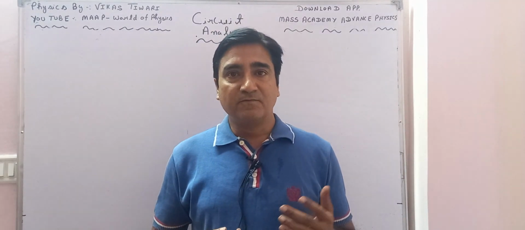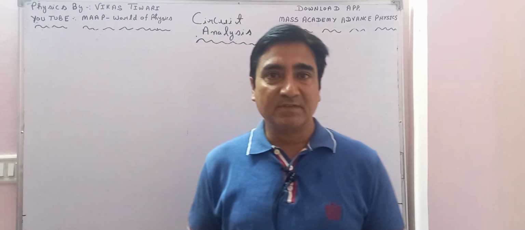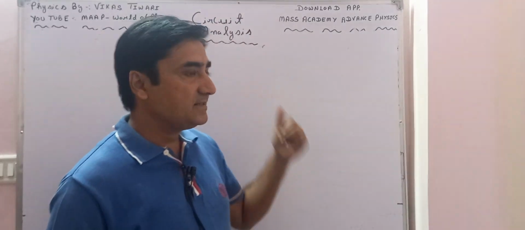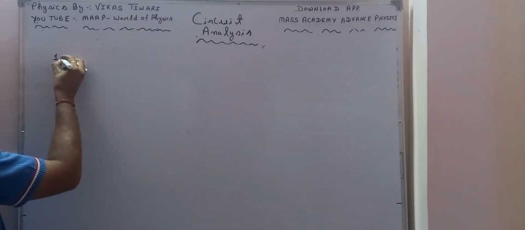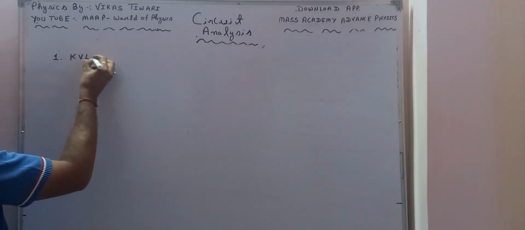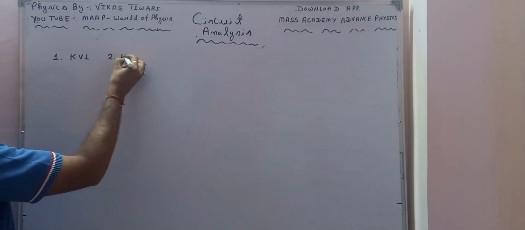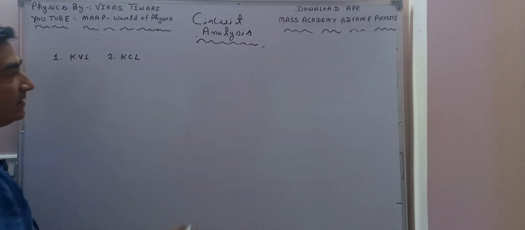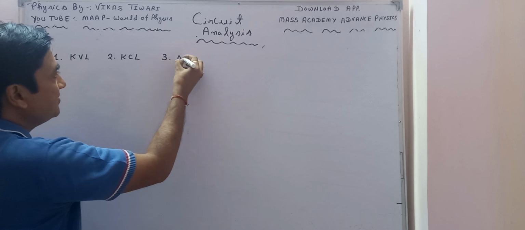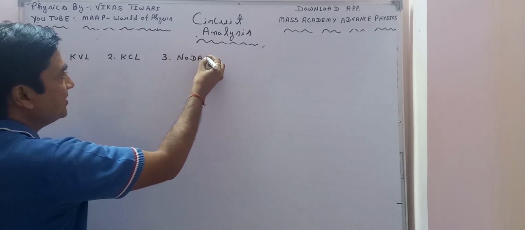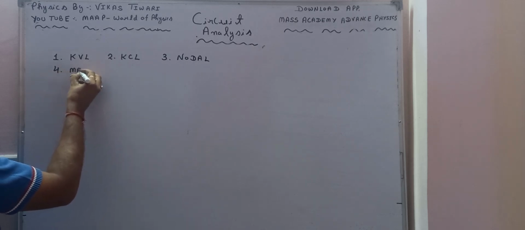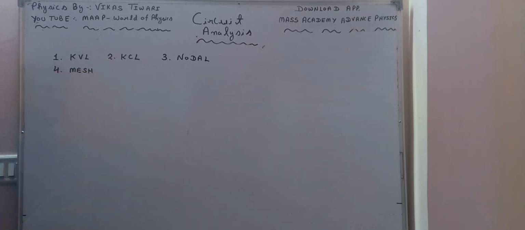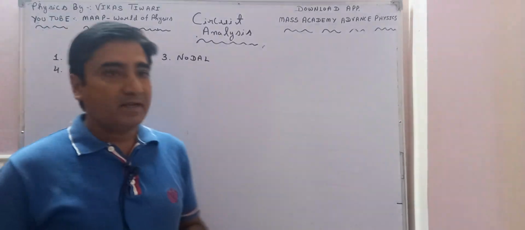In the first 4 lectures, we have already discussed the basic tools of circuit analysis. What were the basic tools of circuit analysis? Just reviewing once again: we have already discussed KVL, then KCL, third nodal analysis, and after that mesh analysis. So these are the basic 4 tools that we have already discussed.